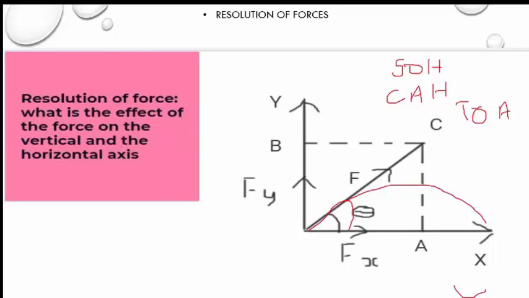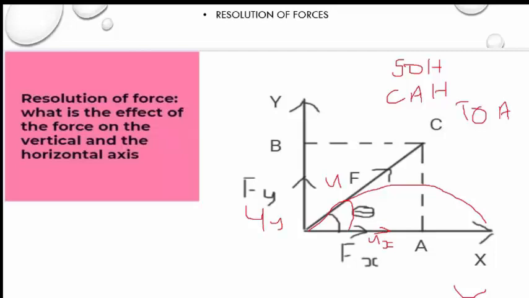So I want to see what is the effect of this. I have this F now. Let's say it is my initial velocity. So I want to say what is my initial velocity on this horizontal axis, which will be ux instead of this fx, and on the vertical axis, instead of fy, it will be uy.